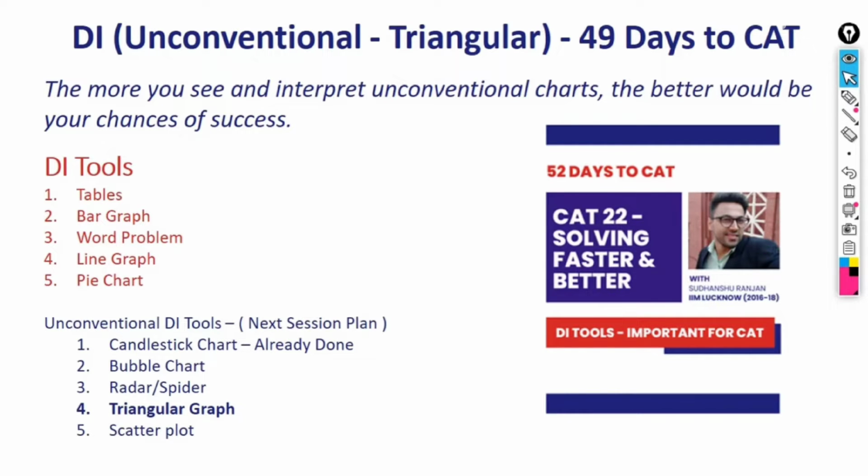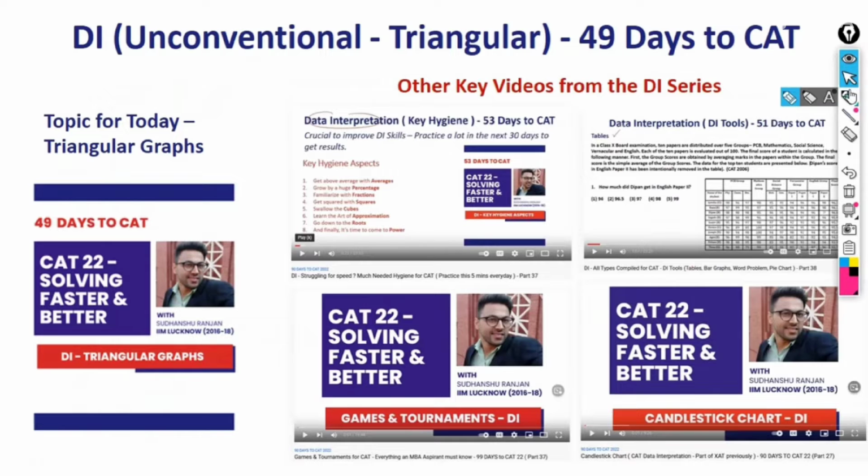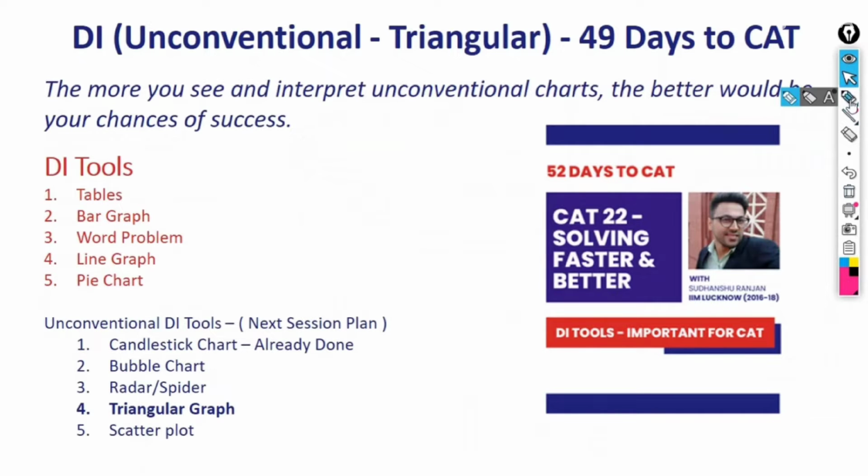In the last few parts, we have done really important aspects of DI. For example, we have done key hygiene aspects. I hope you've seen that video, right? Apart from that, we have also done key tools for DI. For example, we have done conventional tools like bar graph, word problem, line graph, pie charts, etc. We've also done some unconventional DI tools. What are unconventional tools? Tools that are not so traditional tools of representation.